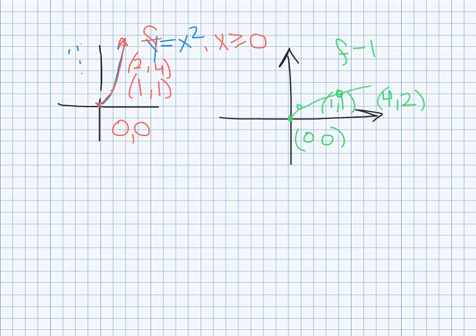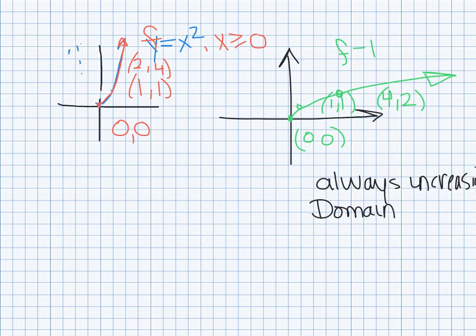And I can connect the dots. And it looks like this. There's a couple of things we want to say about this graph. Number one, let's be clear. This one is always increasing. Don't let it ever change downhill. So it's always increasing. I can notice this graph has a domain where the x values are only greater than or equal to 0. I can notice that the range is such that the y values are also greater than or equal to 0.